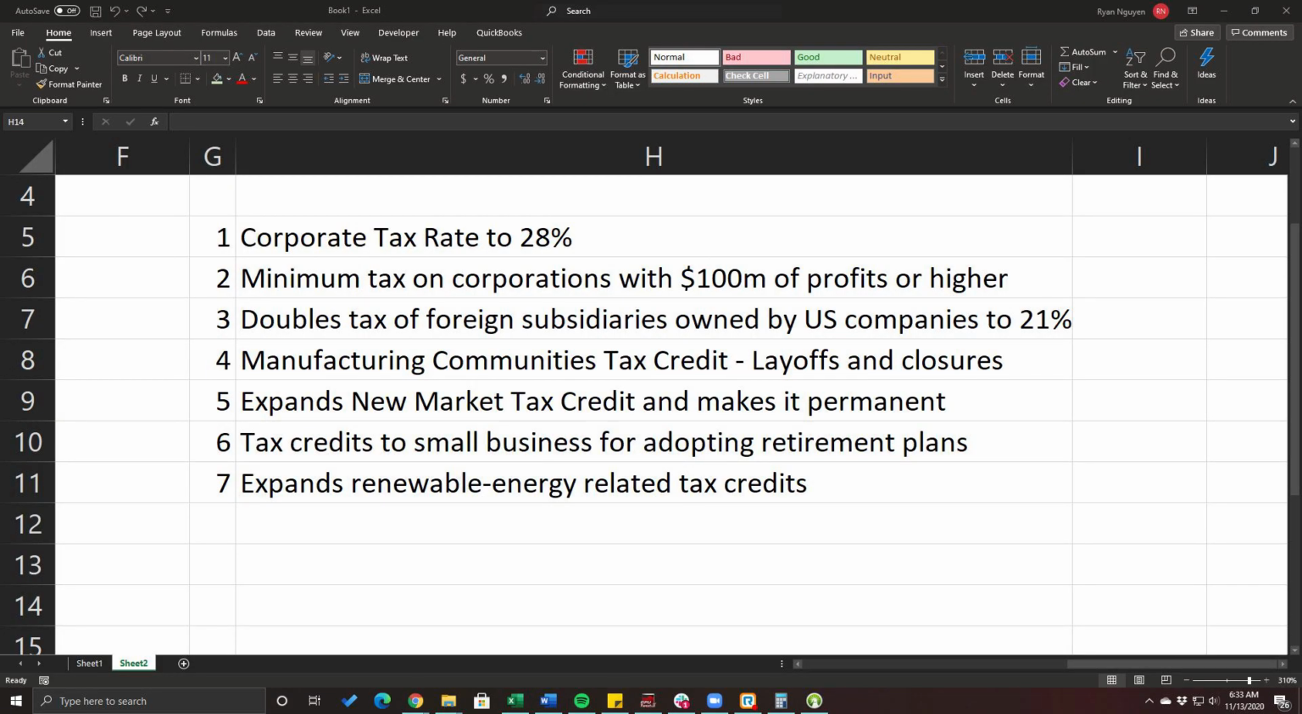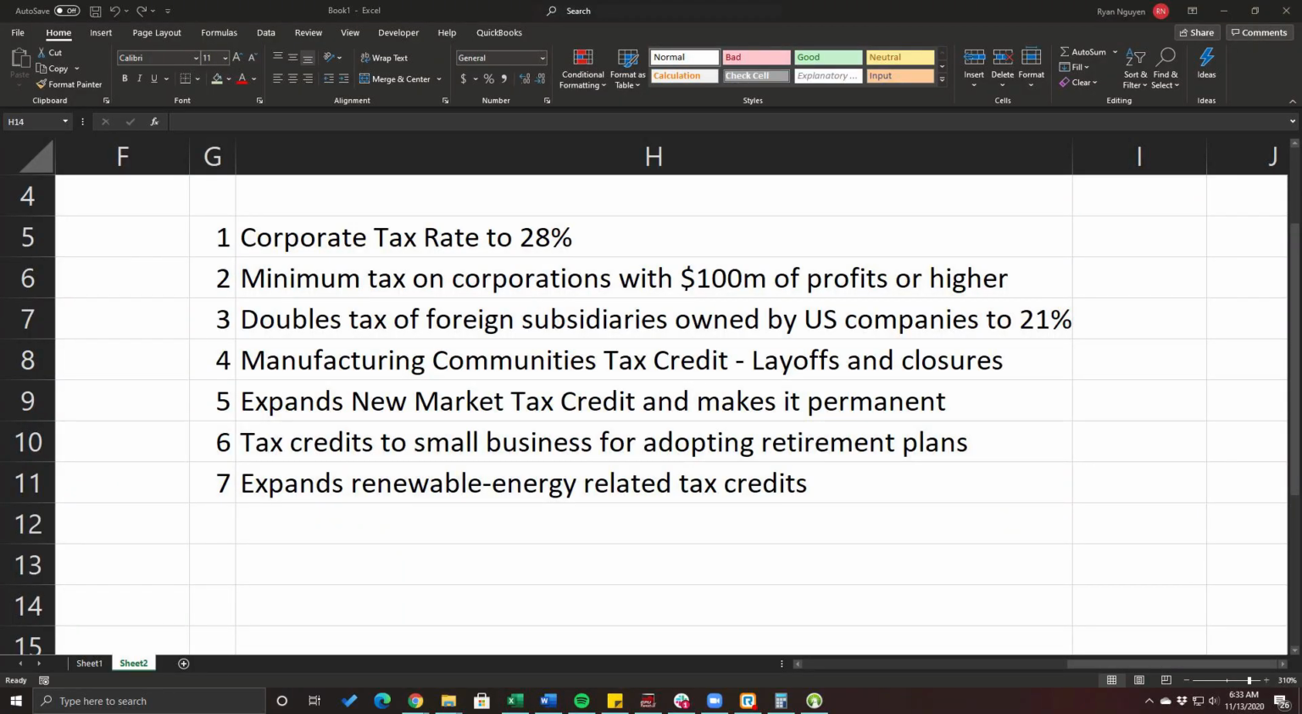The fourth major change is going to be the manufacturing community's tax credit, and it's supposed to help businesses when they're going through a tough time. So if a business had to incur big layoffs, or had to shut down or temporarily close because of whatever reason, Biden is proposing a tax credit that will help that business by reducing their tax liability.